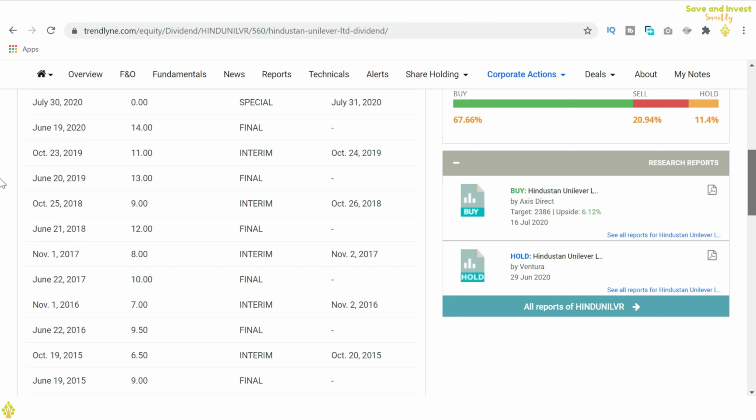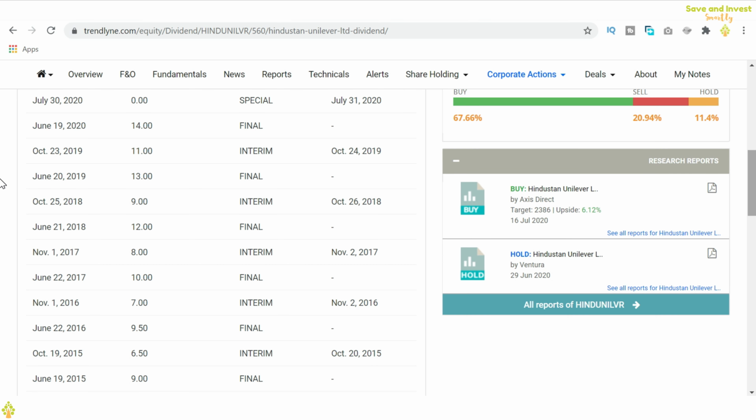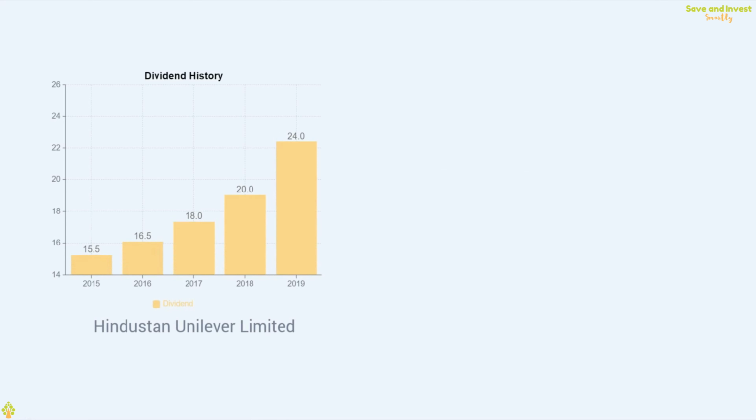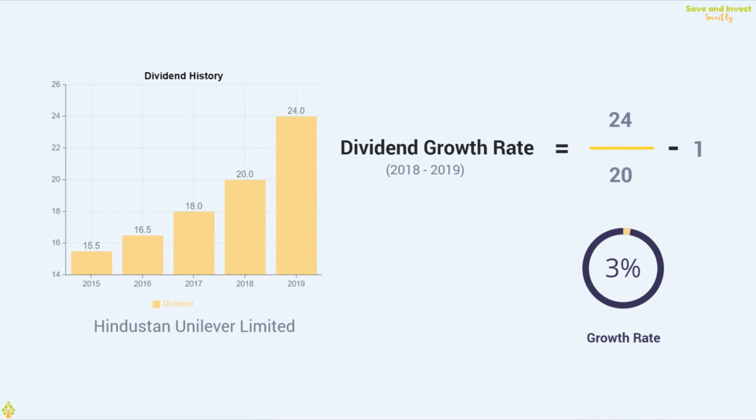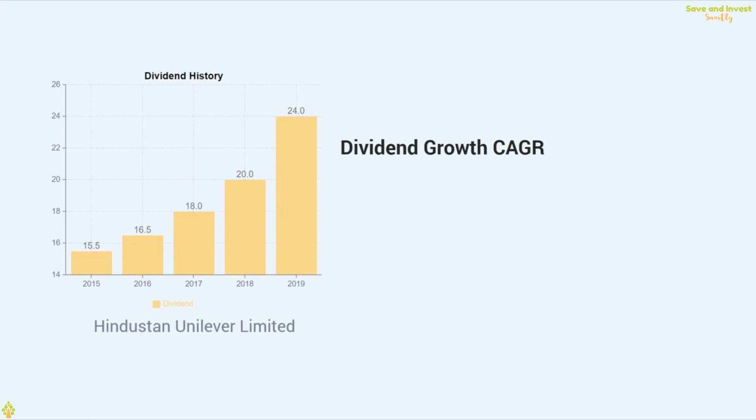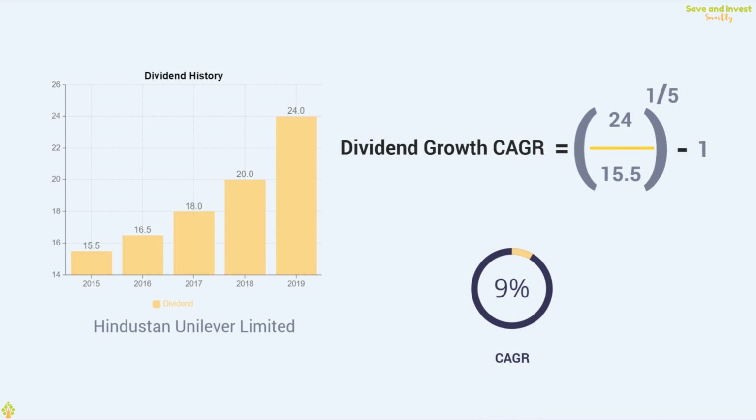In 2015, the total dividend distributed is Rs 15.5 per share. Similarly, we can see the dividends distributed from 2016 to 2019. If I want to find the dividend growth rate of Hindustan Unilever Limited from 2018 to 2019, then it would be 24 divided by 20 minus 1, giving 3% growth rate. The CAGR, or the compound annual growth rate of the dividend growth for 5 years, can be calculated like this. The annualized dividend growth rate of Hindustan Unilever in last 5 years is 9%, which is very good.